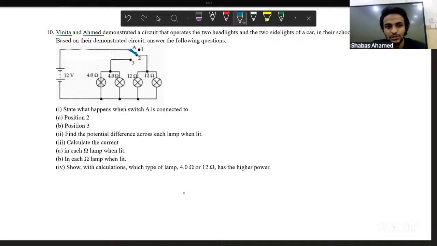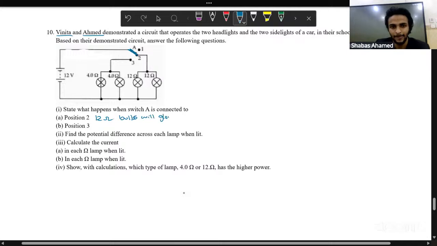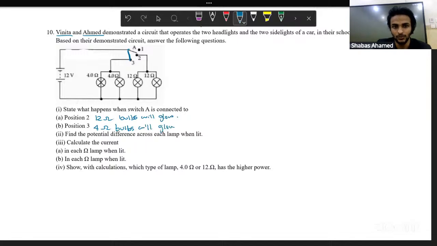So what will happen if we connect to the position 2? We can say the 12 ohm bulbs will glow. And if A is connected to the position 3, in that case only these 4 ohm bulbs will glow. Okay, only the 4 ohm bulbs will glow.